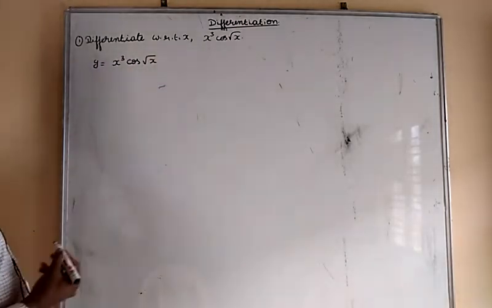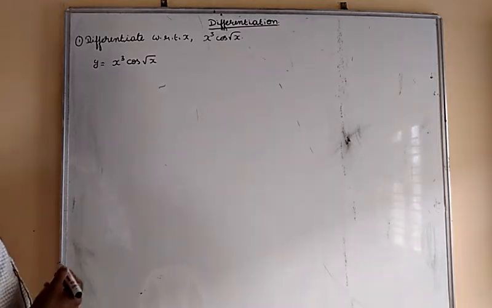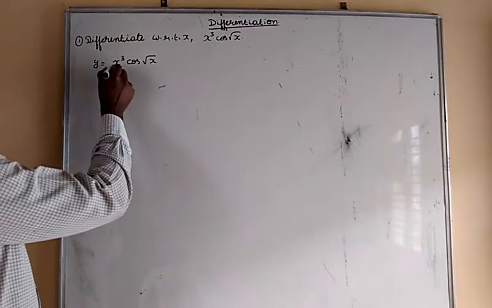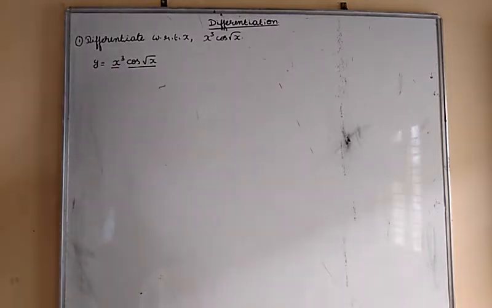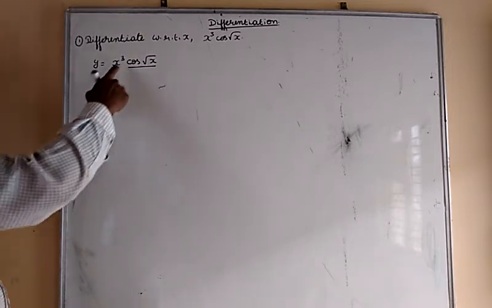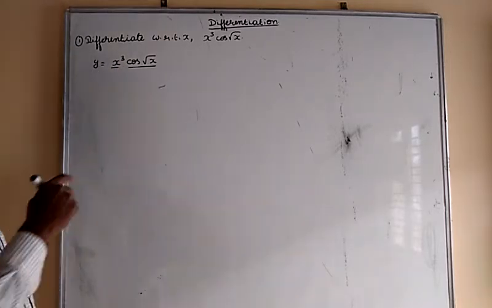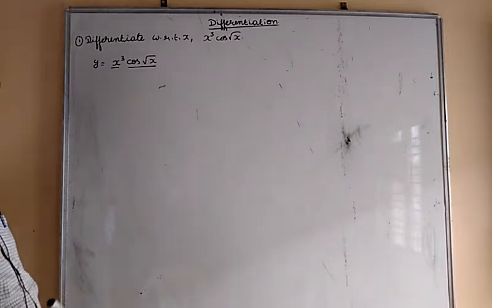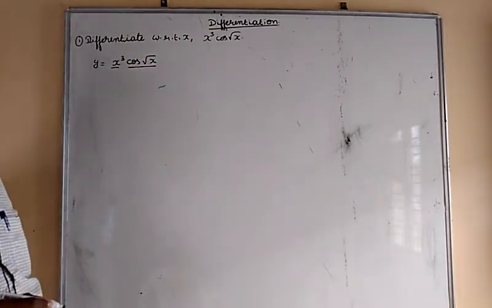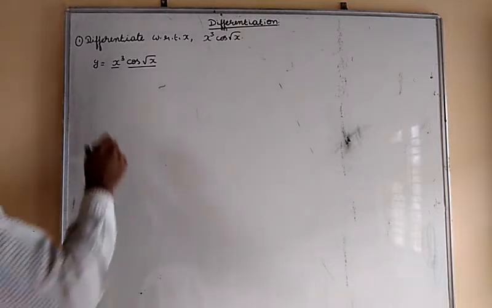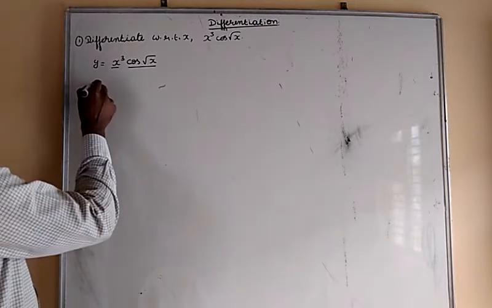Okay. So how to identify this is a chain rule and product rule? Here two functions are there. In between the two functions, there is no sign, plus or minus. So nothing is there, it is a product rule. Then in the place of x, there is a root x, so it is a chain rule. So let us apply first the product rule formula.